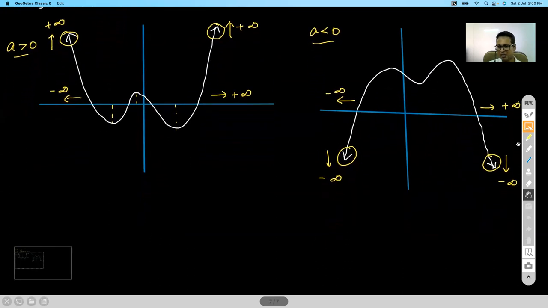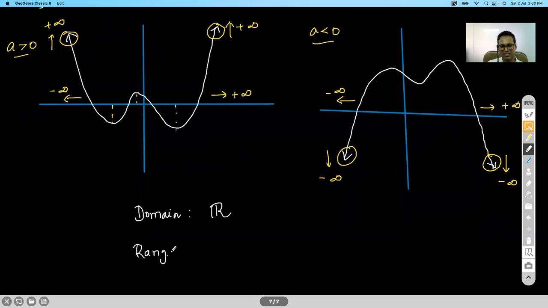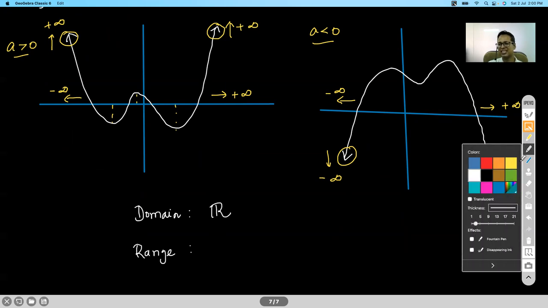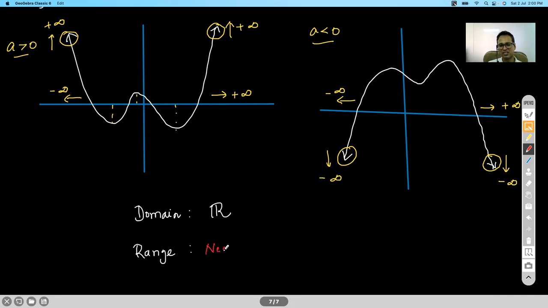Now, who will tell me the domain of this function? Quickly. What is the span of the function along x-axis? All real numbers, right? And what is the range of the function? Now, please understand here, for range of this function, we actually need calculus. Calculus is required or needed. Okay? Why is calculus needed?